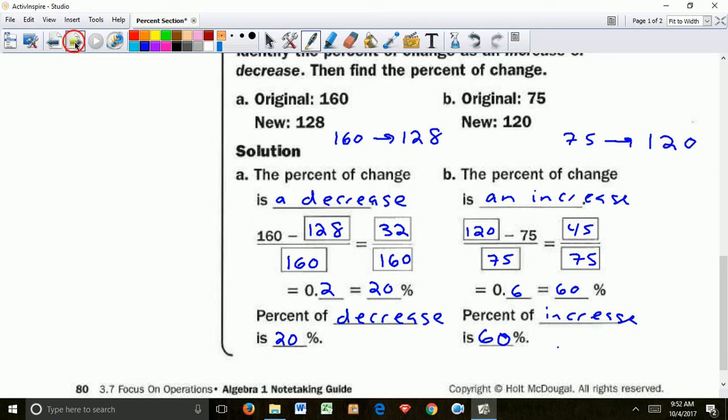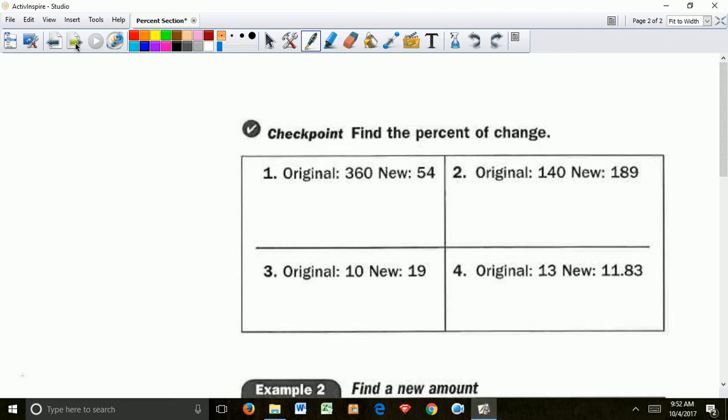Moving to the checkpoints. Here they want you to find the percent of change. For problem number 1, we can see that this is a decrease, going from 360 to 54. So you would take 360 minus 54, and then divide that by 360. Simplifying this and rewriting this as a decimal, you get 85% decrease.